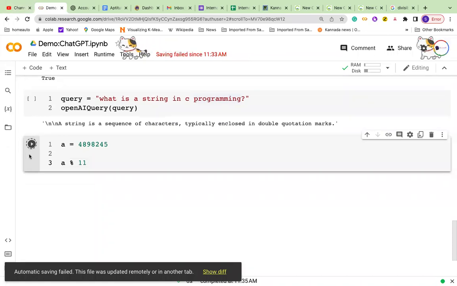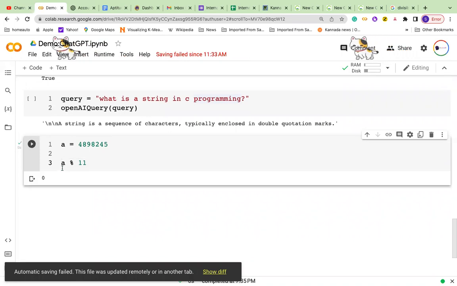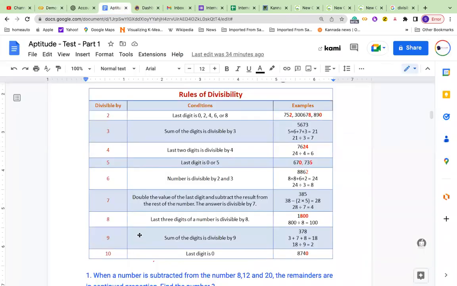So, 0, correct? Is it divisible by 11? Understood? Yes or no? Yes, sir. So these divisibility rules are important.